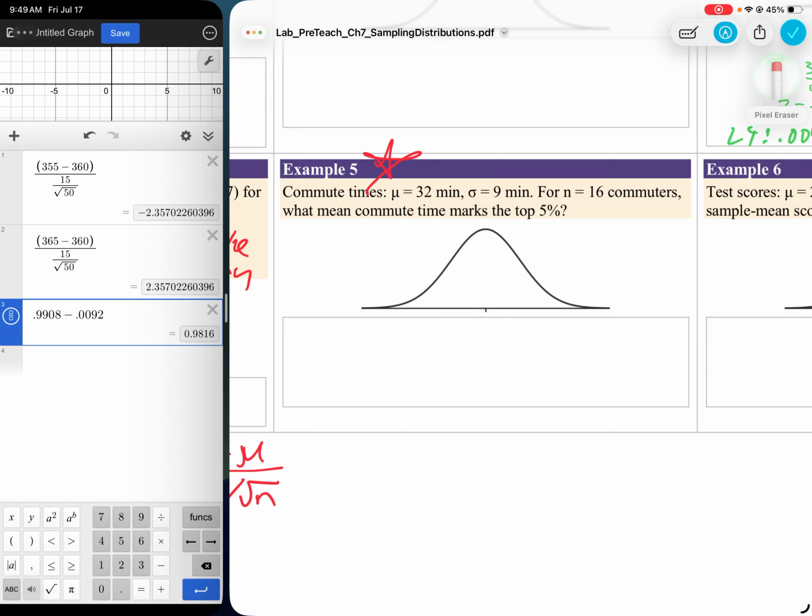Now let's do one where we go backwards, where I give you the probability, and now you're going to give me the sample mean that would give us that probability. So we're going to use our inverse z-score here.